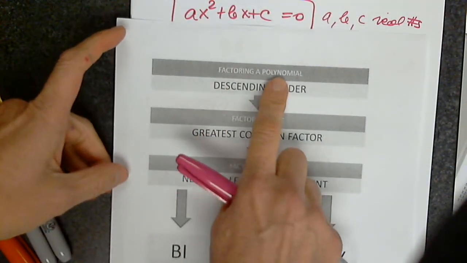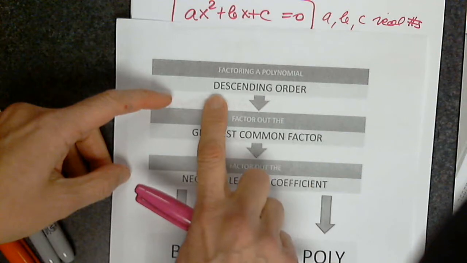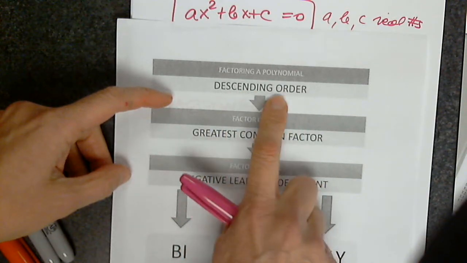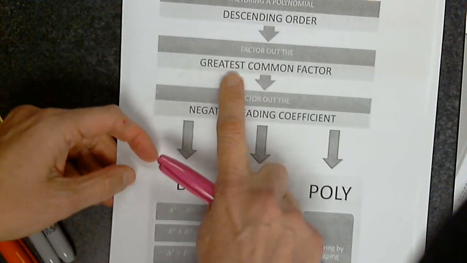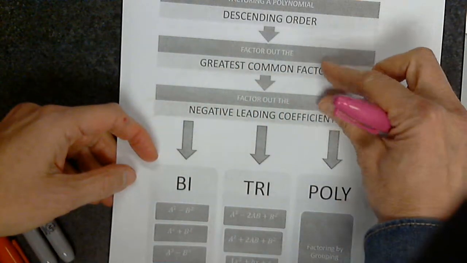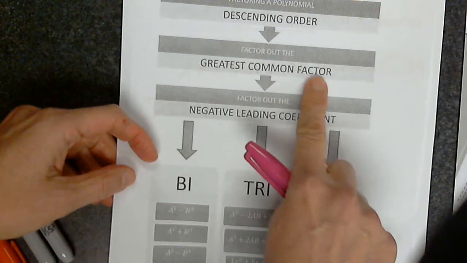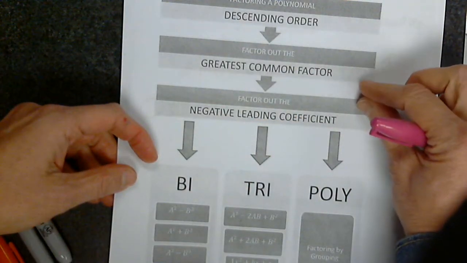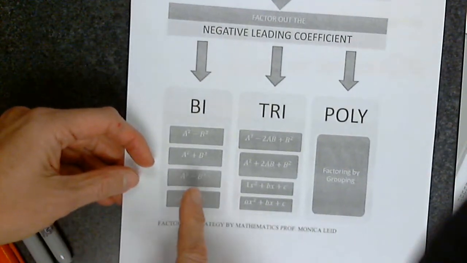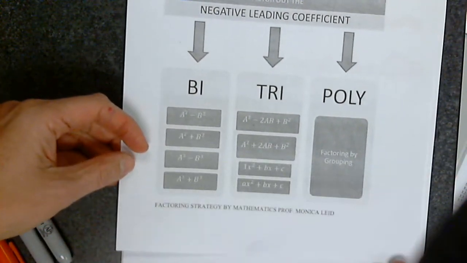When I'm given any polynomial to factor, the first step is I'm going to arrange it in descending order. The second step, and these two can go in one step, is I'm going to factor out the greatest common factor and the negative leading coefficient. So these can be done in the same step. And then I will divvy up depending on the type of polynomial.